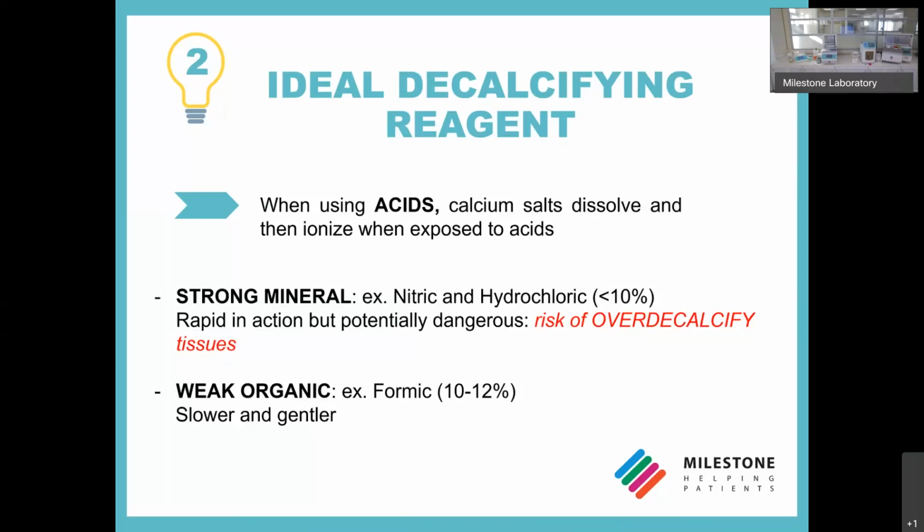The second category is the weak organic acids, such as formic acid, that is the most popular. Compared with the strong acids, it's slower, gentle, and it interferes less with the nuclear staining. It can be used as a simple 10% aqueous solution or combined with formalin or buffer.